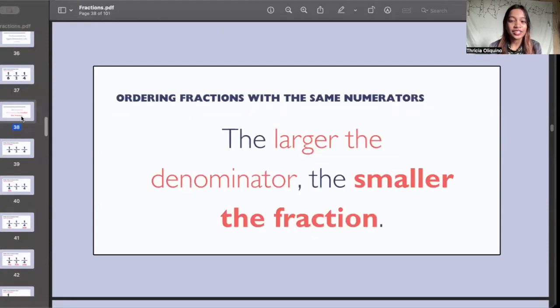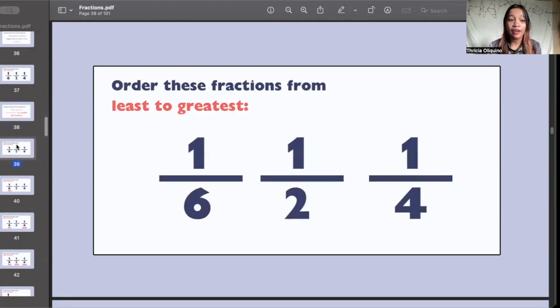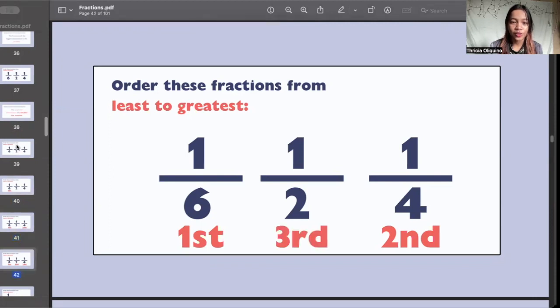Again, the larger the denominator, the smaller the fraction. So we have, which one is the least or the smallest fraction? Okay, it's 1/6. So the least or the smallest fraction there is 1/6. How about the second? It's 1/4. And how about the last or the greatest or the largest fraction? We have 1/2.